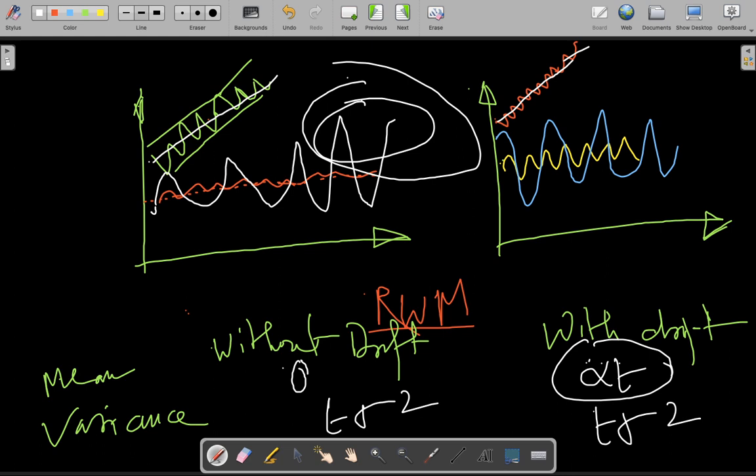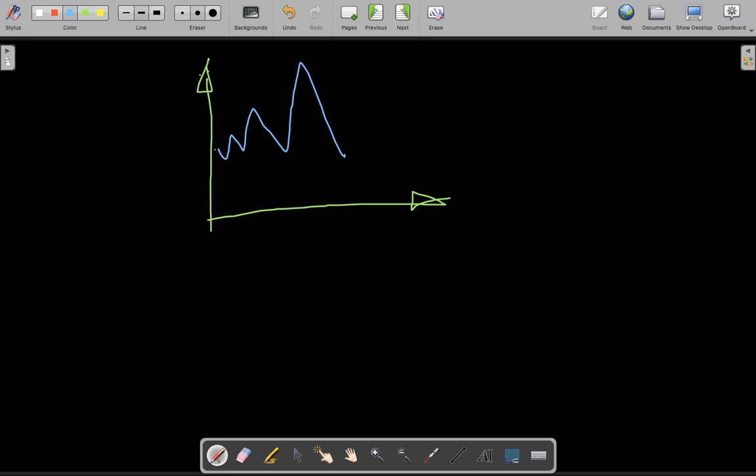Now, if I superimpose this mean non-stationarity and variance non-stationarity for the with drift model, I will have something like this, let me draw it here. Simplifying, it means it is both mean non-stationary and variance non-stationary. All right, so that's how we can interpret the stationarity of the random walk model.